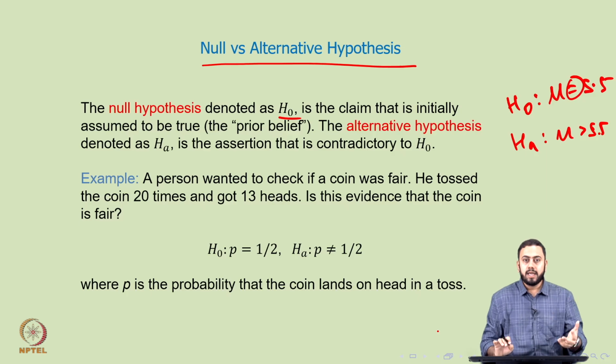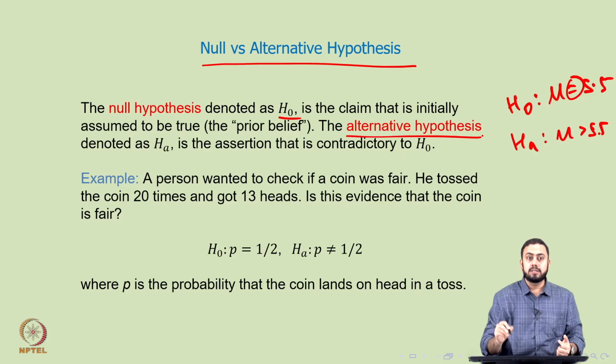Make sense? So again, the null hypothesis is the claim which is initially assumed to be true, or the prior belief. On the other hand, the alternative hypothesis, denoted as HA, is the assertion that is contradictory to H naught. So if you assume that the height exceeds 5.5, then I can put null to be equal to 5.5, and then I can put alternative to be more than 5.5.